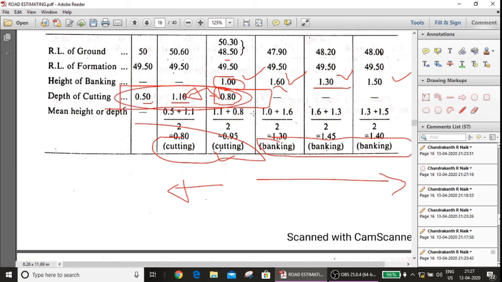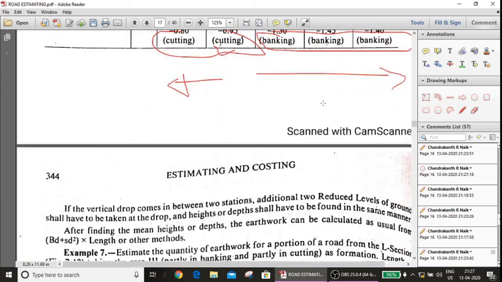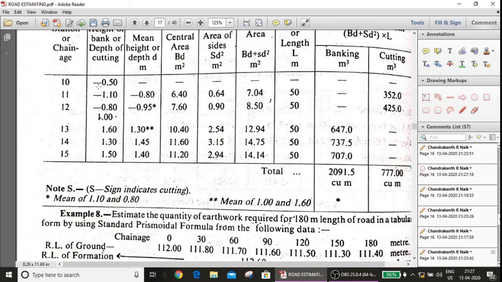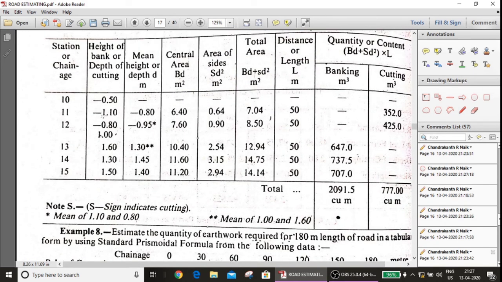So these are the values for the height of the bank, and these are the values for the same height of the bank after station 12. These are already solved. Now for the 10th station: 0.50, 1.10, 0.80. Why is it taken minus? Because it is going to be cut. Okay, cutting.